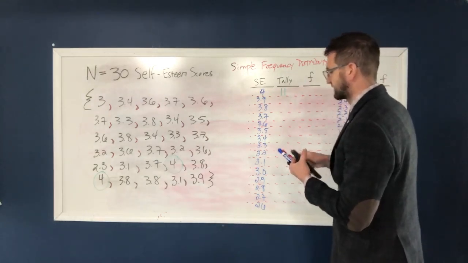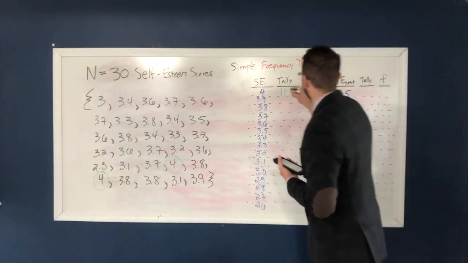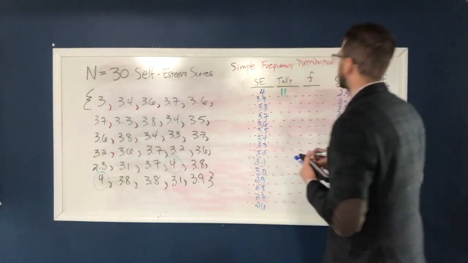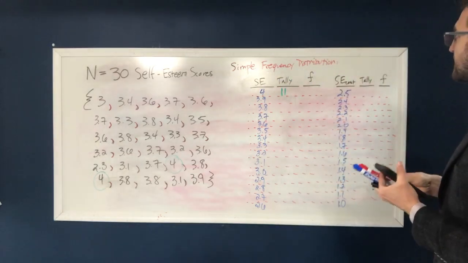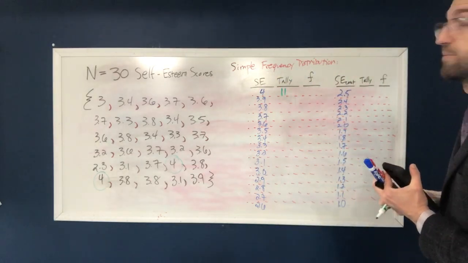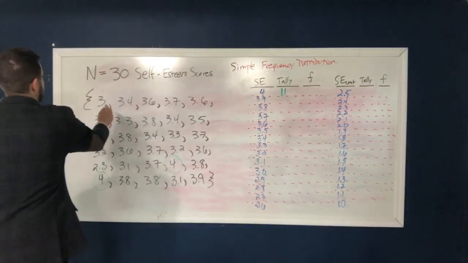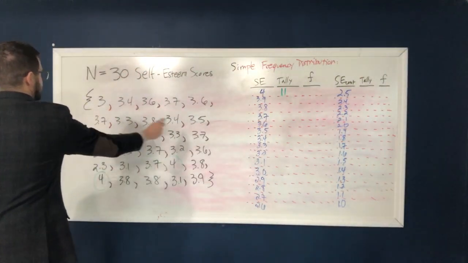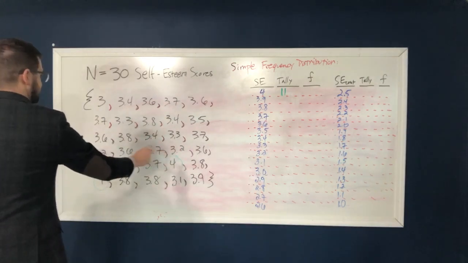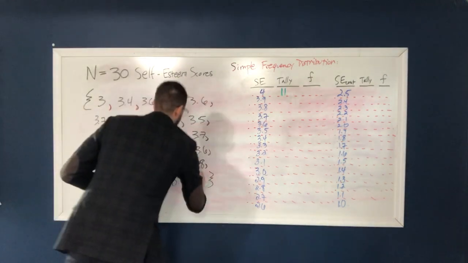Okay, so we found that there's 2 4s. Yeah, that's a little better. So then the next question is, how many 3.9s are there? Look for the 3.9. Do we see it? Looks like we have one 3.9.